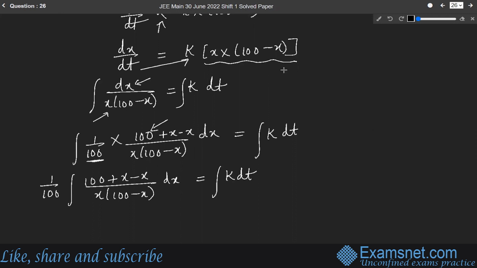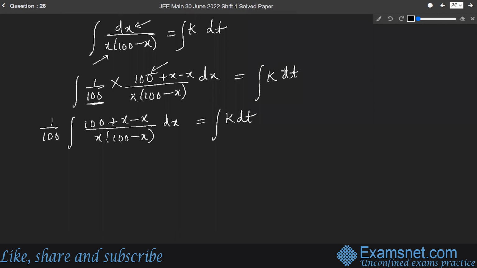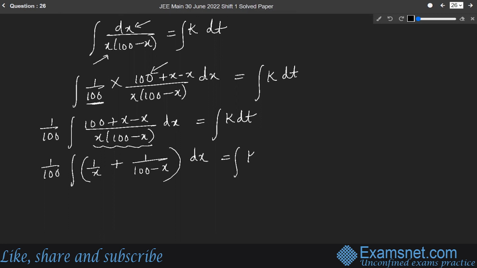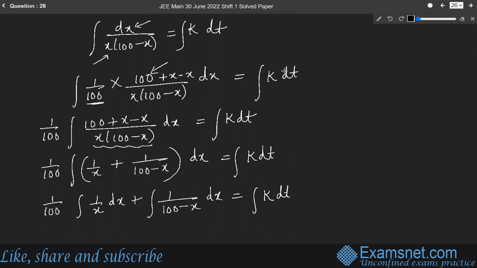All right. So now this expression can be split into two parts. 1 by 100 is a constant. Integral of the first part, which will be 1 by x, and the second part, which will be 1 by 100 minus x, right? And dx. It is equal to integral of k dt. So it is 1 upon 100 into integral of 1 by x dx plus integral of 1 by 100 minus x dx. It is equal to integral of k dt, right?